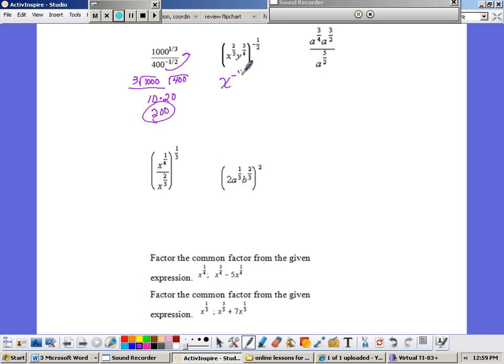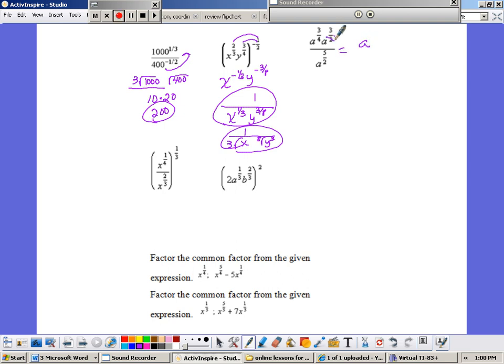X to the negative 1/3 when I multiply these two. Y to the negative 3/8. X to the 1/3 goes down, y to the 3/8 goes down. Or 1 over the 3rd root of x times the 8th root of y to the 3rd. Just practicing making the moves.